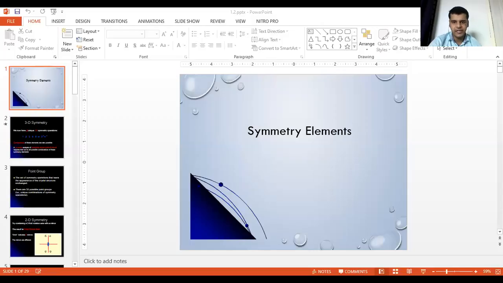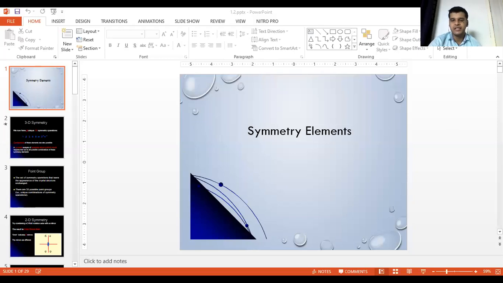Dear friends, last class we saw the introduction to crystallography, some basic notation, and basic fundamentals of crystallography. Today we will see what symmetry elements are, their types and translation, and why they are used in crystallography. This is also helpful for assigning the crystal system. So first we'll go for what symmetry elements are.